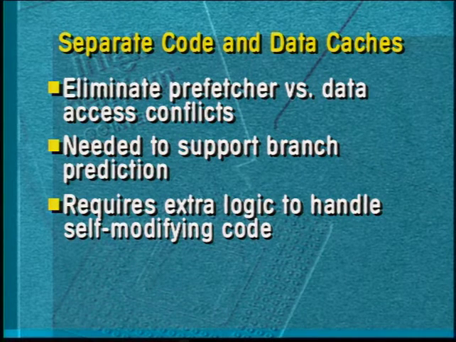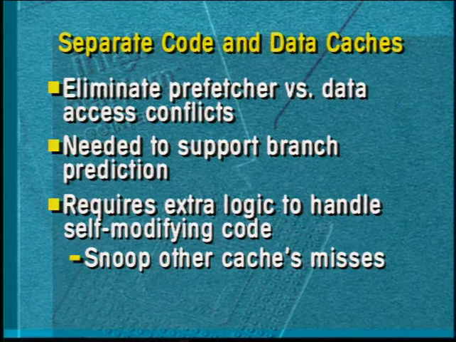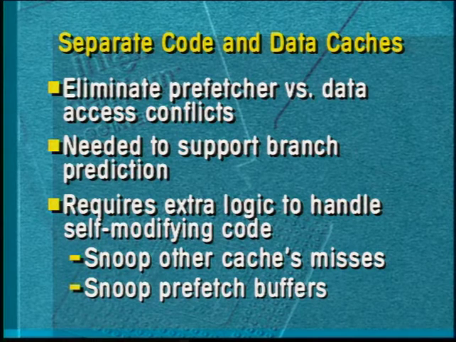This affected a couple of key areas. One is that each cache has to snoop the other cache's misses, so there would never be inconsistent data in the two caches. It turns out that the logic that handles consistency between external memory and the on-chip caches was able to handle consistency between the on-chip caches as well. The other aspect is that we had to snoop the prefetch buffers also, so that if, for example, we wrote to an area of memory that happened to be in a prefetch buffer, we would need to invalidate the prefetch.